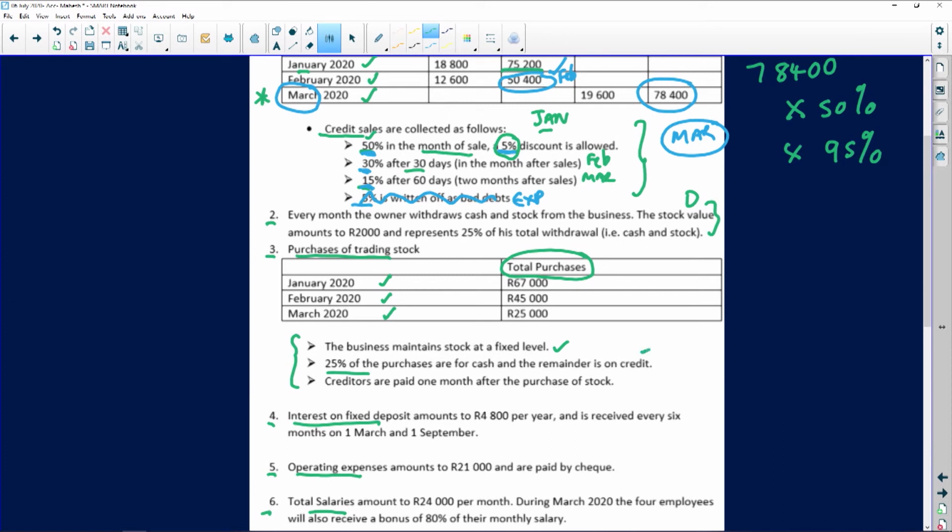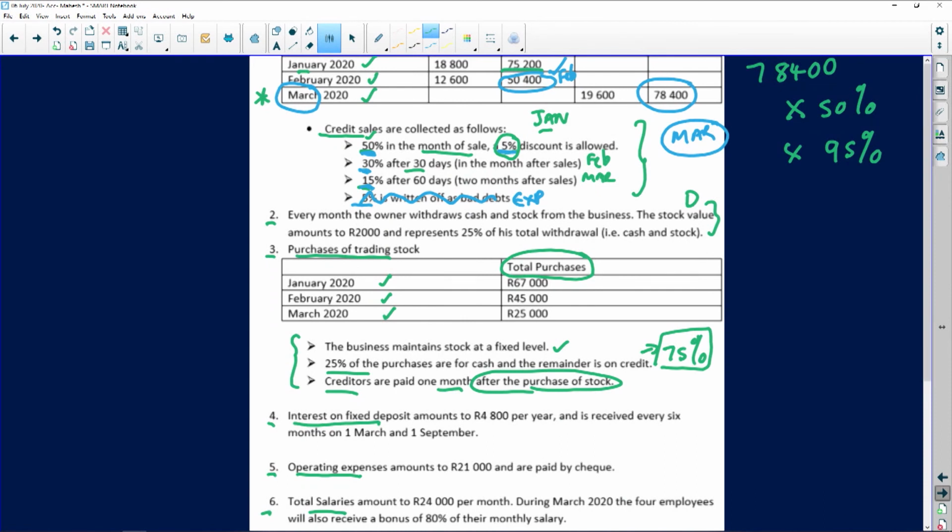So remember guys, the remaining percentage that's on credit is obviously 75%. That is on credit. Creditors are paid 1 month after the purchase of stock. So remember, what I buy in January, I'll pay 1 month later, which is in February. What I buy in February, I will pay 1 month later, which is in March. What I buy in March, I pay 1 month later, which is obviously the month of April.